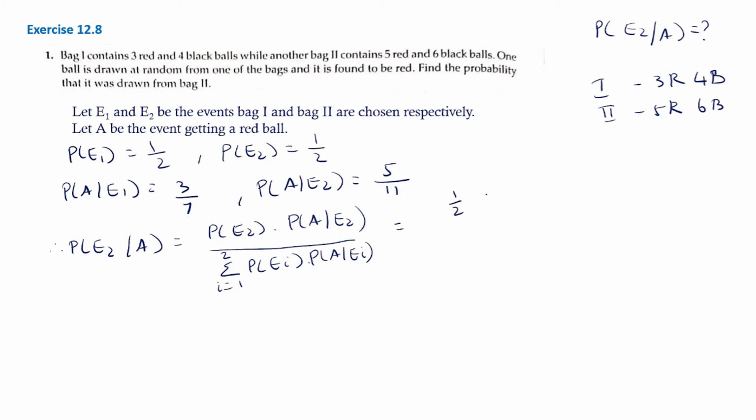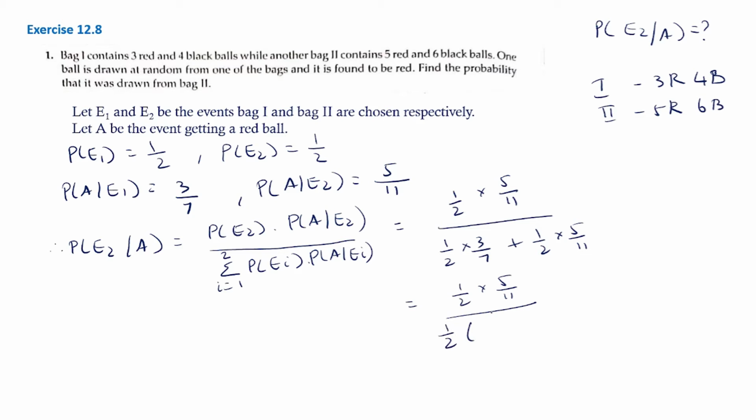So this is equal to half into 5 by 11 upon half into 3 by 7 plus half into 5 by 11. Half is common, so we can take it outside, and let us take the LCM for the remaining 3 by 7 plus 5 by 11, so it is 33 plus 35 by 77. So this half and this half will go.